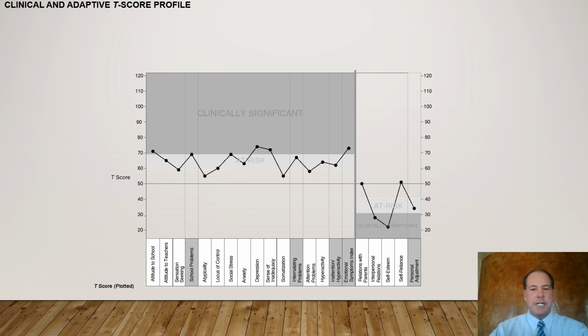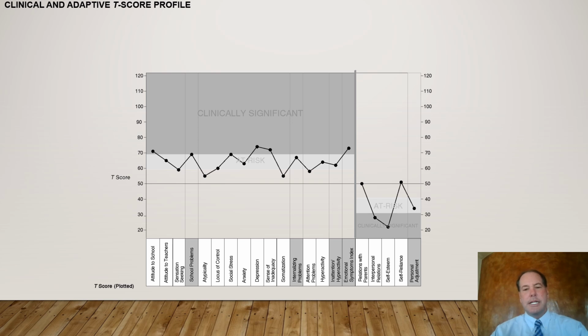Attitude towards teachers, sensation seeking, school problems, atypicality, locus of control, school stress, anxiety, depression, sense of inadequacy, somatization, internalizing problems, attention problems, hyperactivity. This one right here is inattention and hyperactivity. This is the behavioral symptoms index. This over here on this side, this is relations with parents, interpersonal relations, self-esteem, self-reliance.